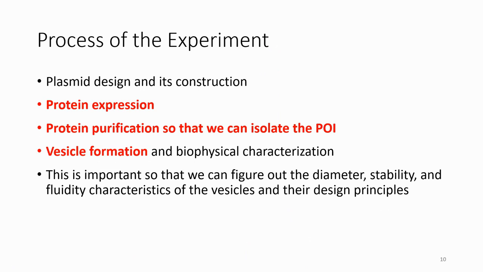This all starts with the plasmid design and its construction, protein expression, and protein purification, so that you can isolate the protein that you want. While that is made, you can finally make your vesicle and find out its biophysical characterization. This is important so that you can figure out the diameter, stability, and fluidity characteristics of the vesicle and the design principle.